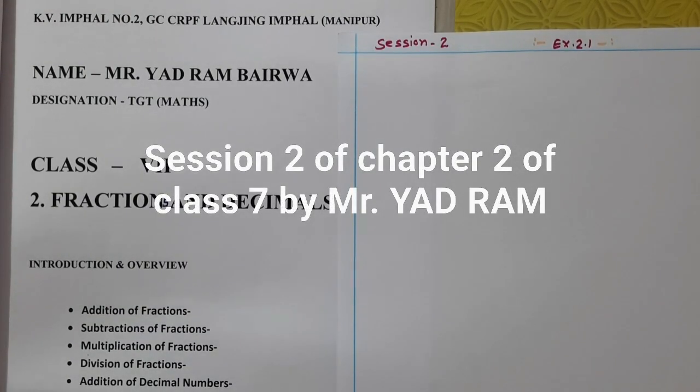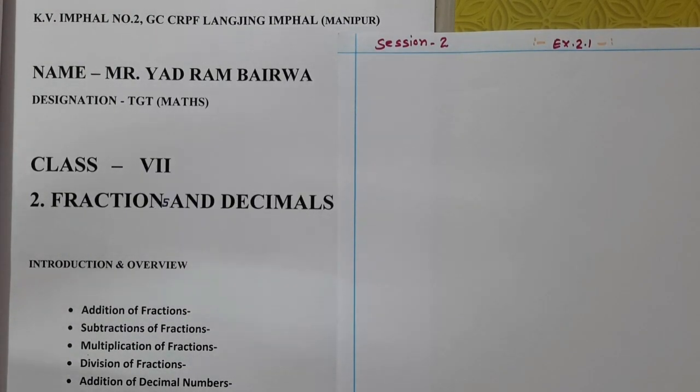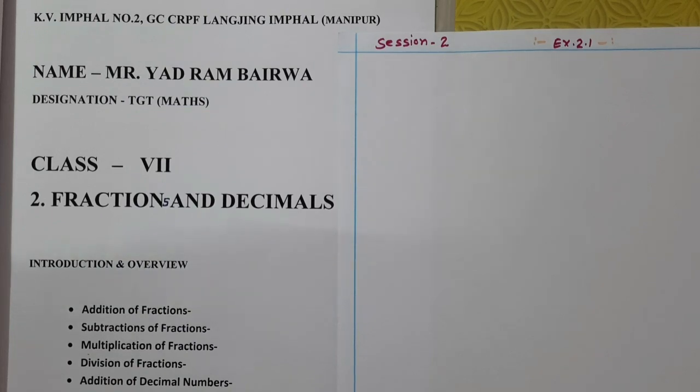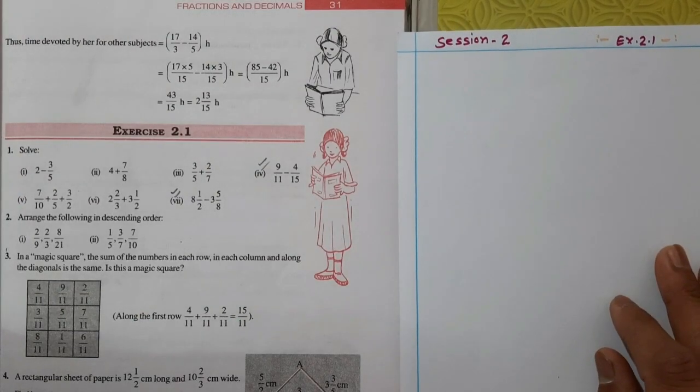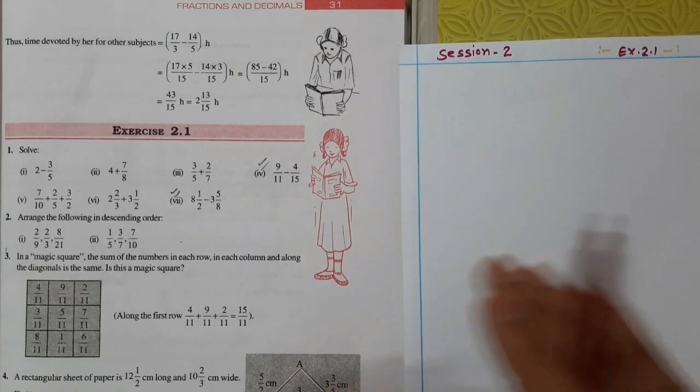Welcome to session number 2 of chapter 2, fractions and decimals, of class 7. In the last session we discussed some definitions related to fractions, and today we are going to do exercise 2.1. So let's start. Question number 1 of exercise 2.1.